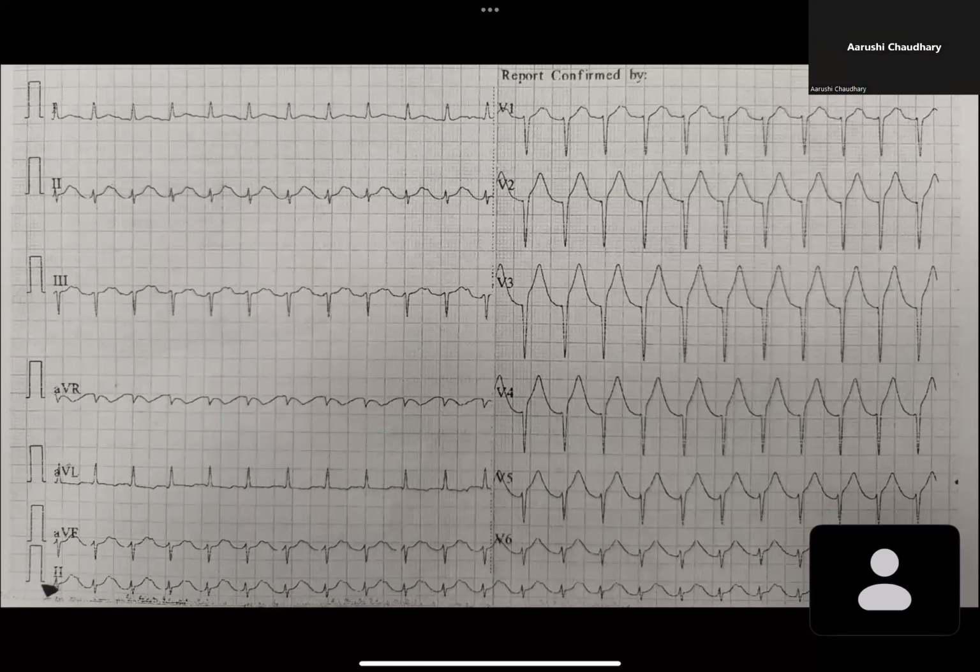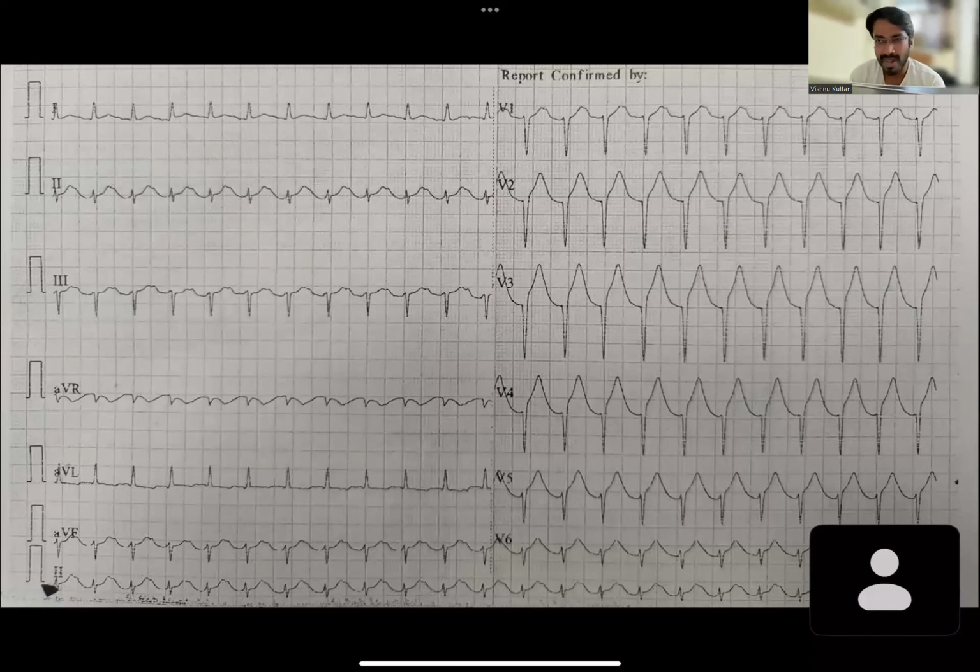Atrial flutter? Are you seeing any P waves? No, sir. So can it be flutter? Atrial fibrillation is less likely. In fibrillation, usually the heart rate tends to be more irregular rather than regular. So an irregular narrow complex tachycardia is where you're going to be thinking of atrial fibrillation per se.